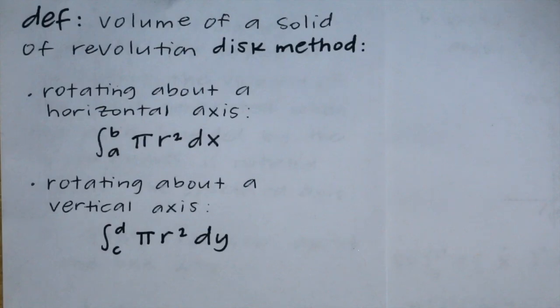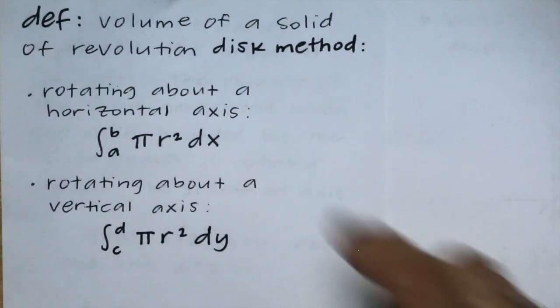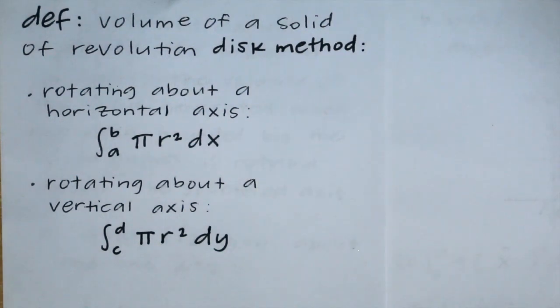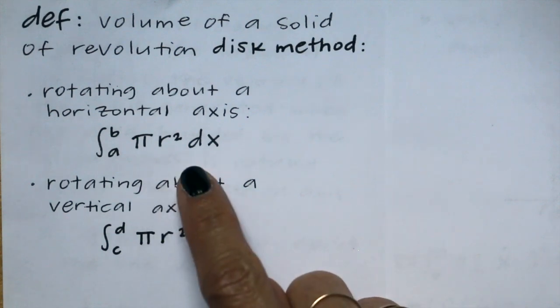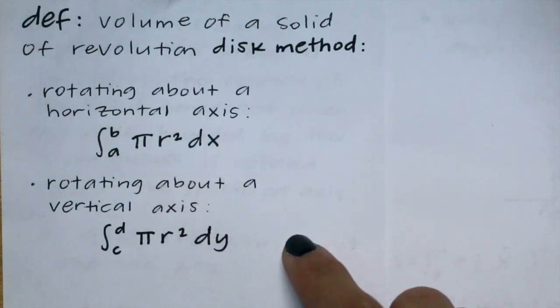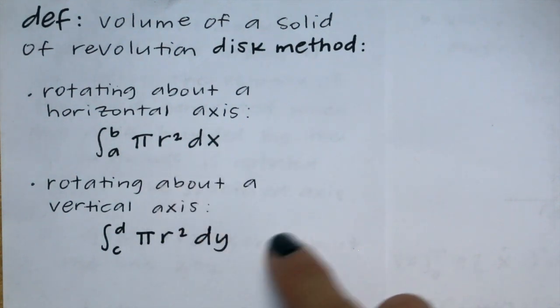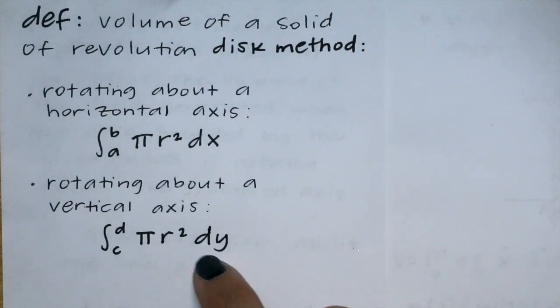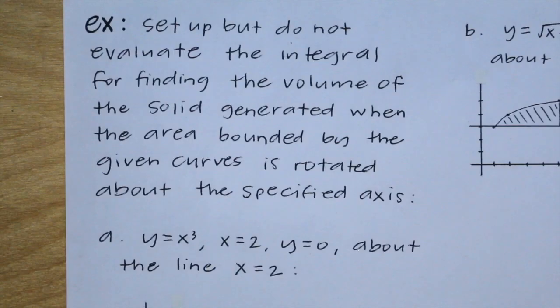Just to recap before we get started, the volume of a solid of revolution using the disk method, if you're rotating around a horizontal axis, you're going to use this integral pi r squared dx. If you're rotating around anything with a vertical axis, your formula is going to be pi r squared dy. For these examples, we're going to set up but not evaluate an integral for finding the volume of the solid generated when the area bounded by the given curves is rotated around the specified axis.